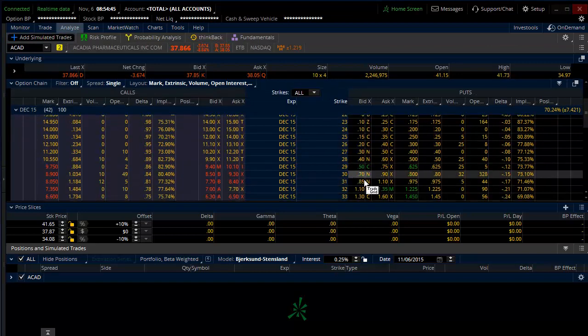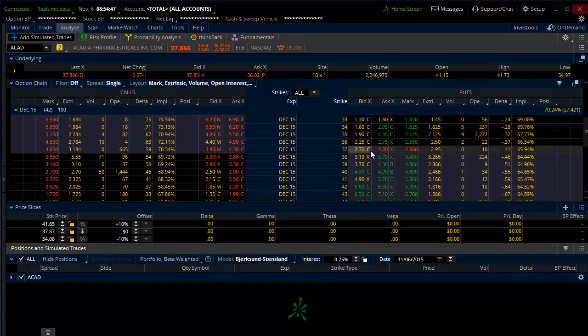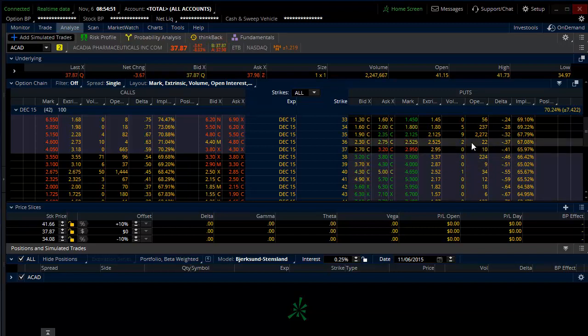If I want 42 days to expiration, well, you know what? This has pretty wide bid-ask spreads. It has open interest. It has good contracts traded, but these are not necessarily penny-wide spreads, and if I get filled and I give up a lot of slippage, it's going to be hard for me to make money on this trade.